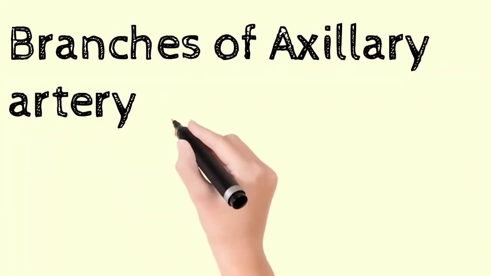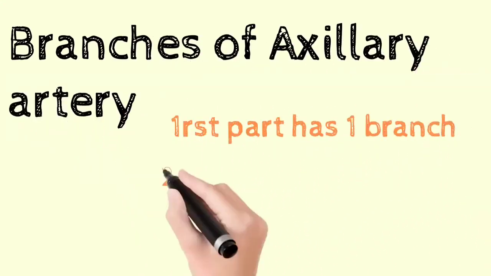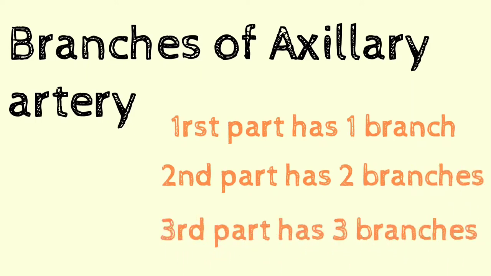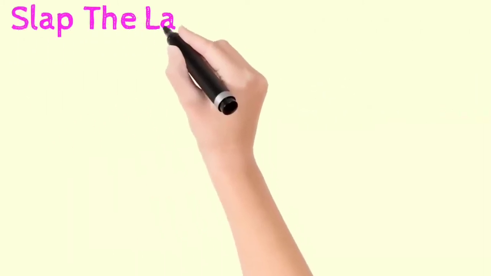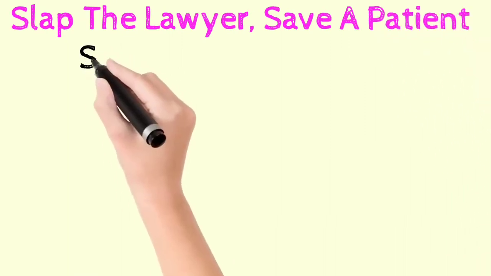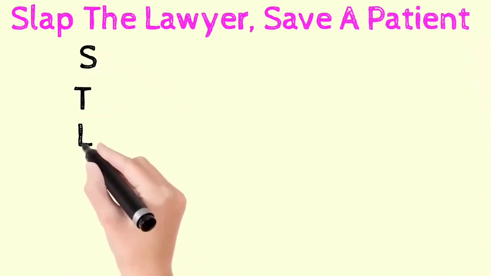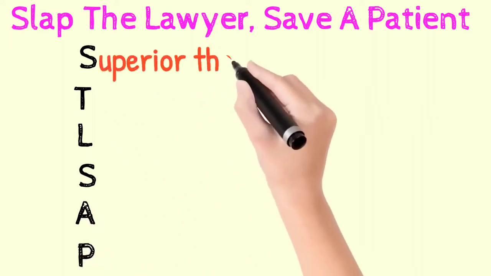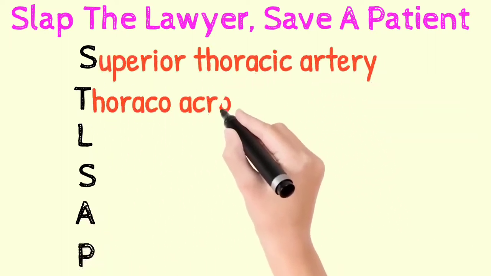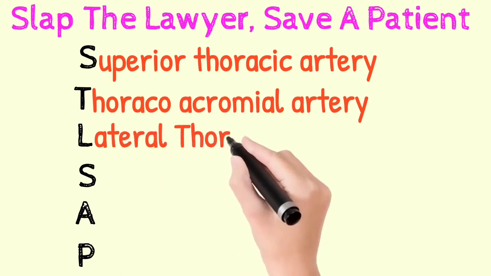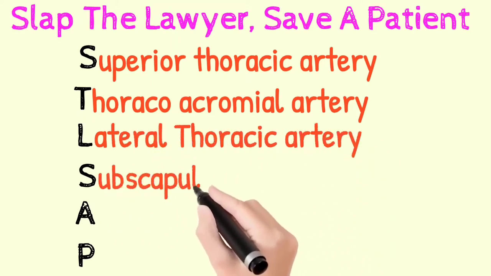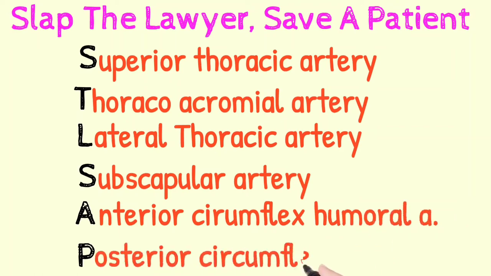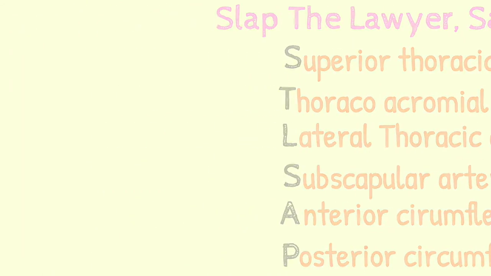Coming to the branches of the axillary artery, the first part gives one branch, the second part gives two branches, and the third part gives three branches. A mnemonic to remember this: "Slap the lawyer, save a patient." Writing the first letters down, STL SAP: superior thoracic artery, thoracoacromial artery, lateral thoracic artery, subscapular artery, anterior circumflex humeral artery, and posterior circumflex humeral artery.